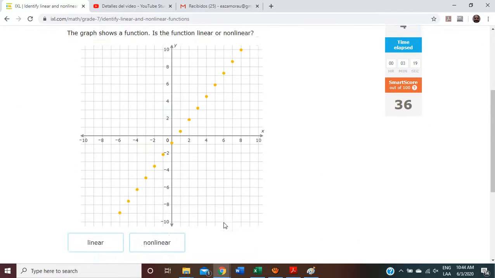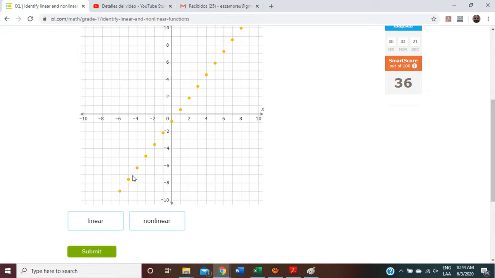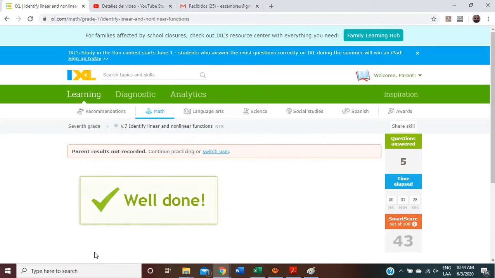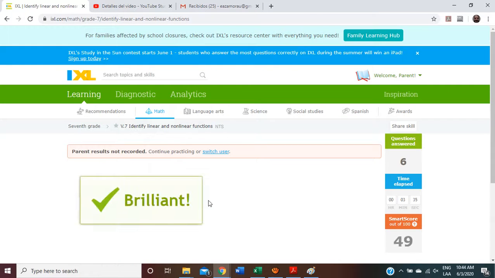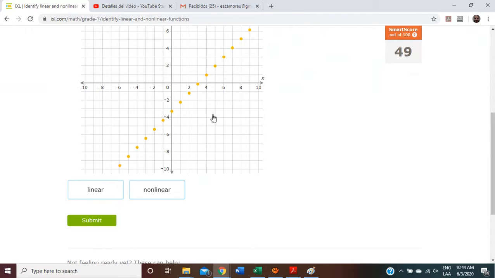Straight dots. If we join all these dots, we're going to draw a straight line, and so it is going to be linear. This obviously is going to be non-linear. This is going to be linear.